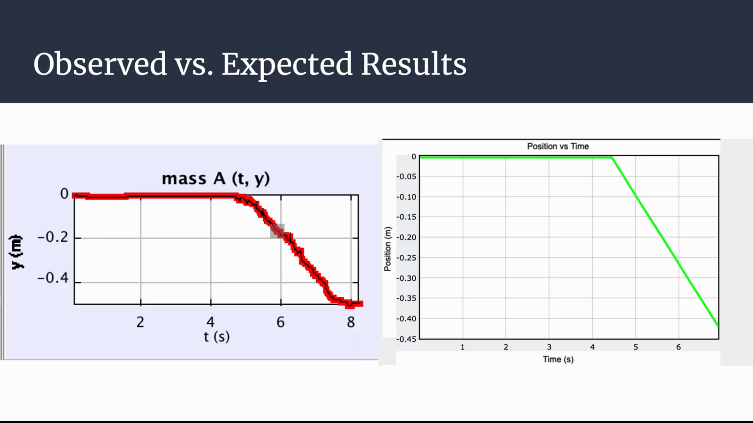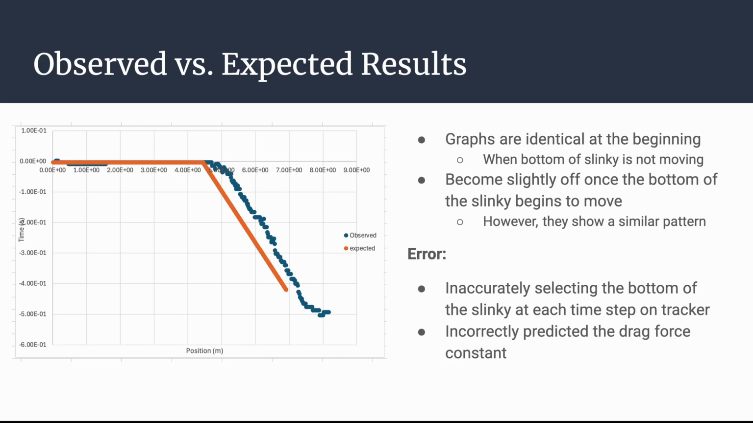Here are my observed versus expected results. As you can see, these two graphs look very similar. On the left is my y position versus time graph from Tracker, and on the right is my y position versus time graph from my code. Then I put them into a single graph so that we could observe the differences more closely.